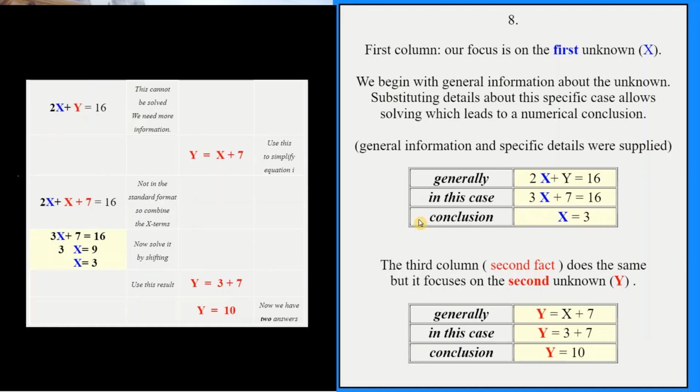The third column does the same, but it focuses on the second unknown. So we have, what do we know generally? Do we know anything specific for this case? And because we do, we can draw a conclusion.